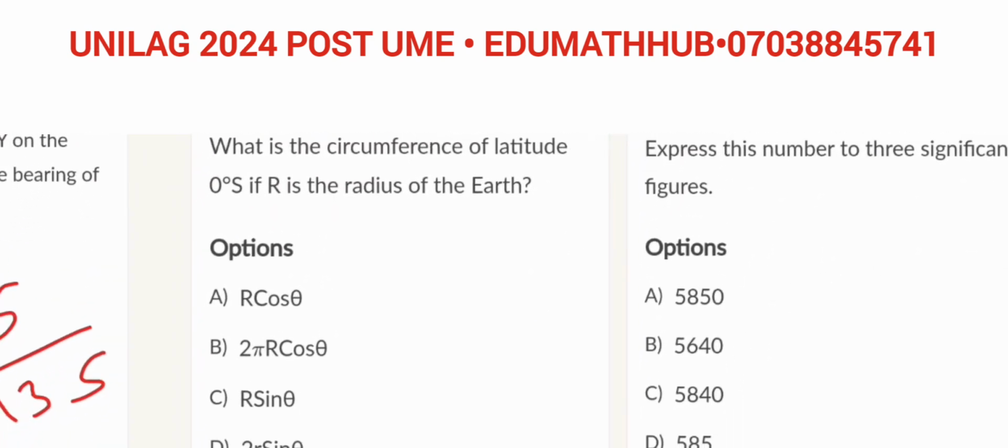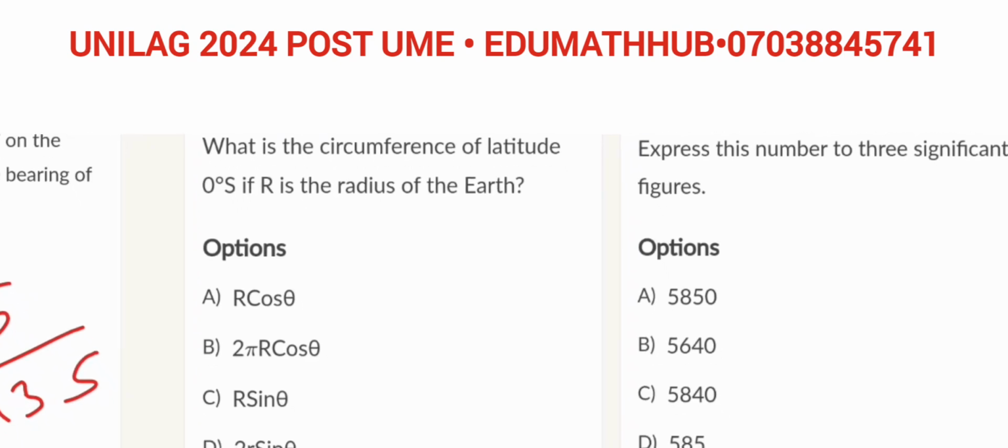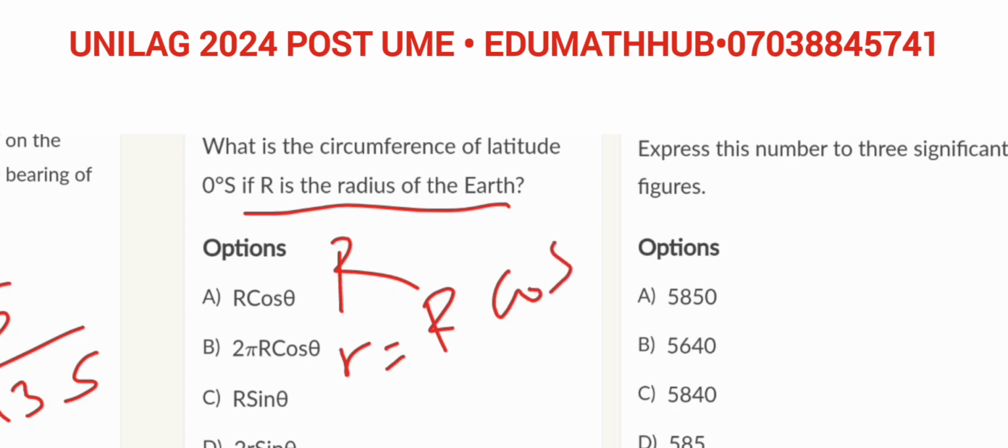For this next one, we have to find what is the circumference of latitude 0 degrees south if R is the radius of the earth. So this is under longitude and latitude. R is the radius of the earth, okay? Very small r is the radius of the latitude. There is a formula joining small r and big R. The formula is small r equals big R cos alpha or cos theta, anyone you like. So let me just use theta, cos theta.